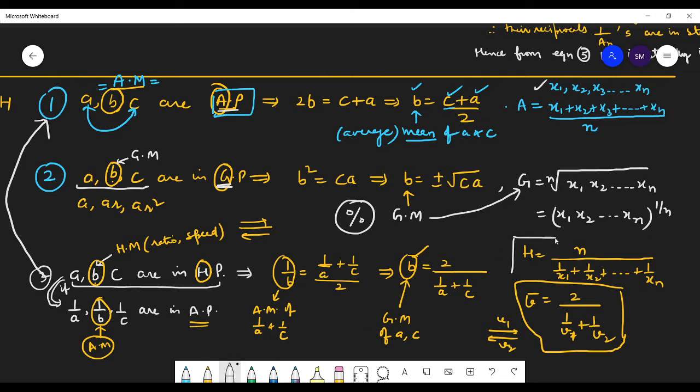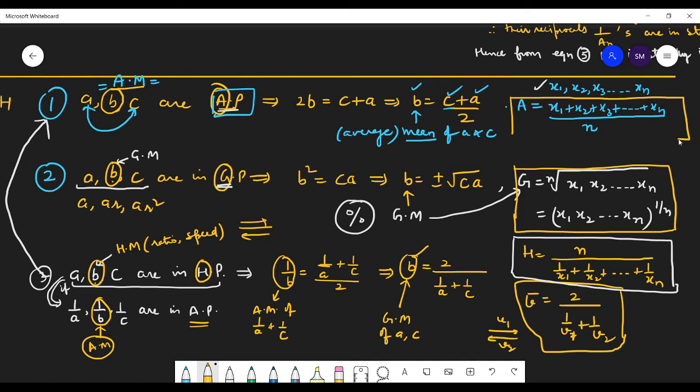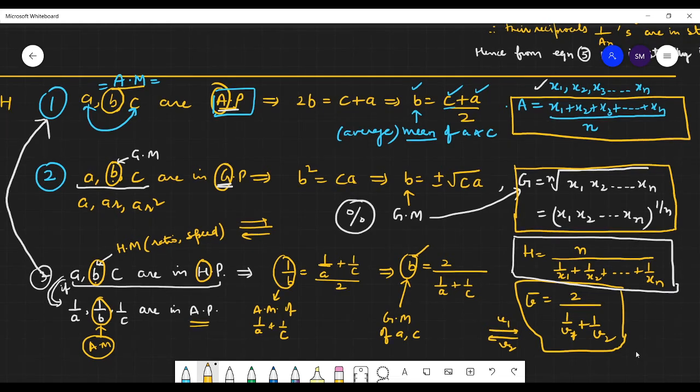Is this okay, students? Harmonic mean? Yes, sir. Okay, what about geometric mean? Are you comfortable with it? Yes, sir. You are comfortable with the arithmetic mean also? Yes, sir. Okay, good. Shall we move forward? Yes, sir. Okay.